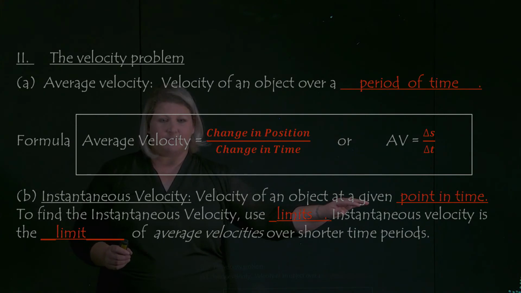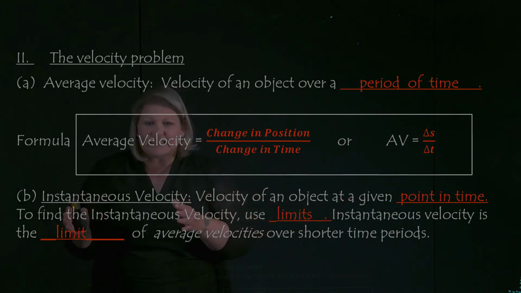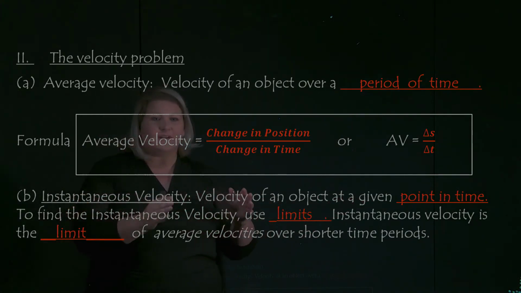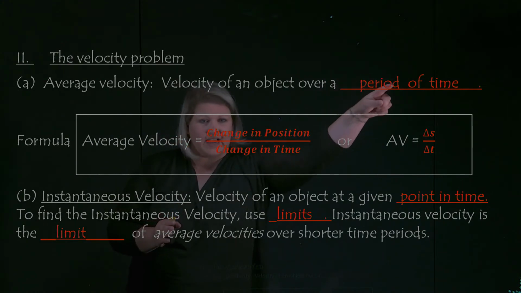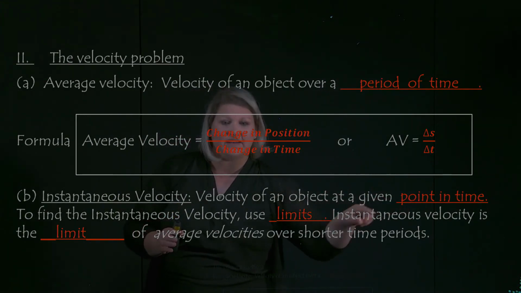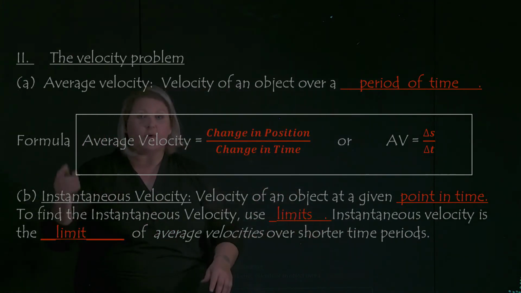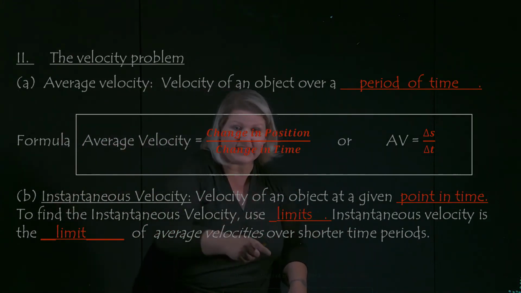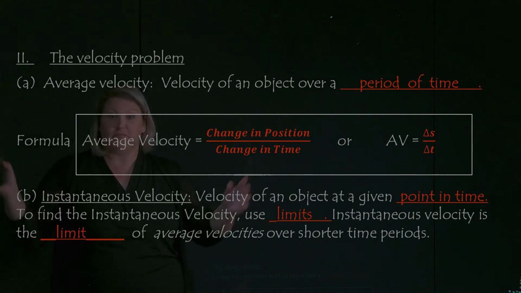In instantaneous velocity, much like our tangent problems earlier, it's the velocity of an object at a given point in time. Okay, so instantaneous velocity is not velocity over a period of time, but it's at a given point in time. So at an exact moment, how fast were they going at time equals 3 seconds after they started moving?